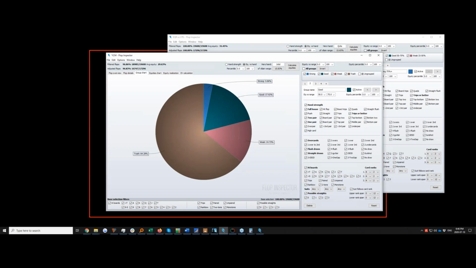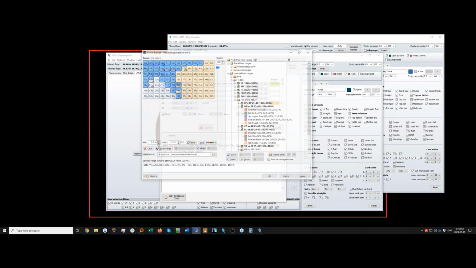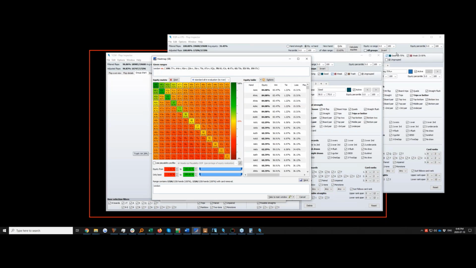Another way to visualize this is in Power Equilab. So again, we put the same range for the defending player and give a random hand here. The total range equity will be 35%. We look at the heat map.